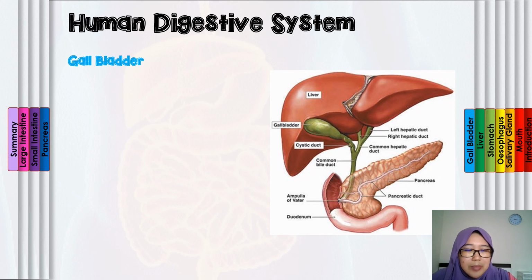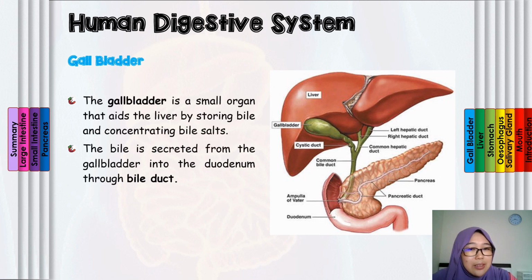Next is the gallbladder. Gallbladder is a small organ that aids the liver by storing bile and concentrating bile salts. The bile is secreted from the gallbladder into the duodenum through the bile duct.